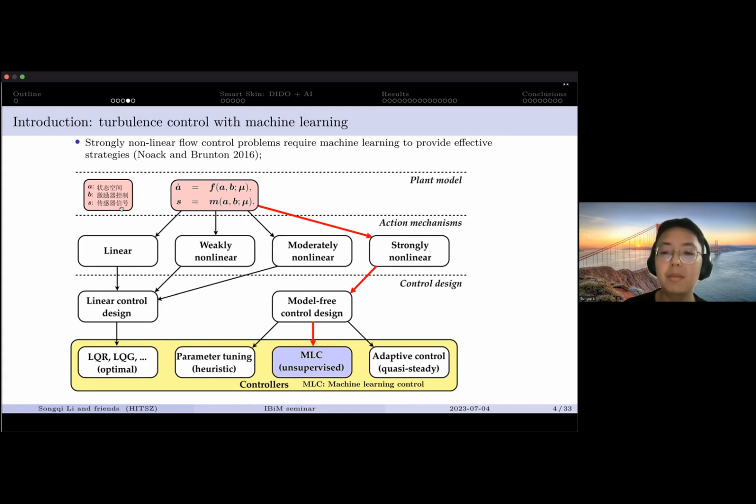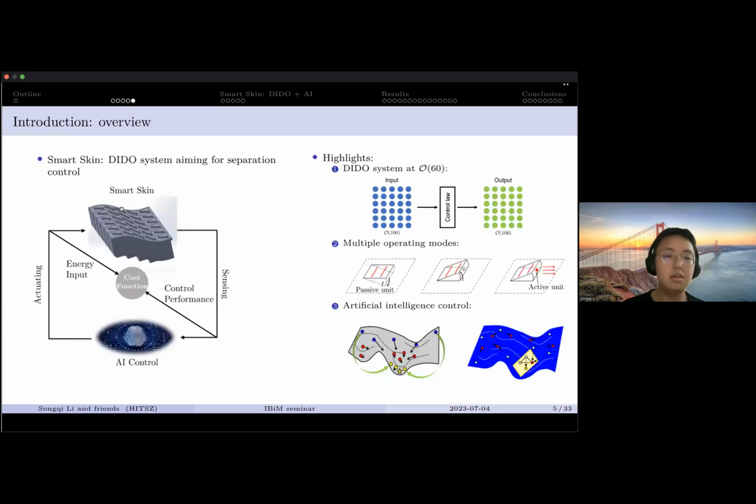But unfortunately, for most flow control problems, it is strongly nonlinear, and it is hard to model the flow control problems and get a very efficient flow control outcome. So for this strongly nonlinear problem, we need to use the tool of machine learning to solve the problems in an unsupervised manner. This is more like a very advanced trial and error, and I will introduce it in the following slides. That is the introduction or the background of my research.